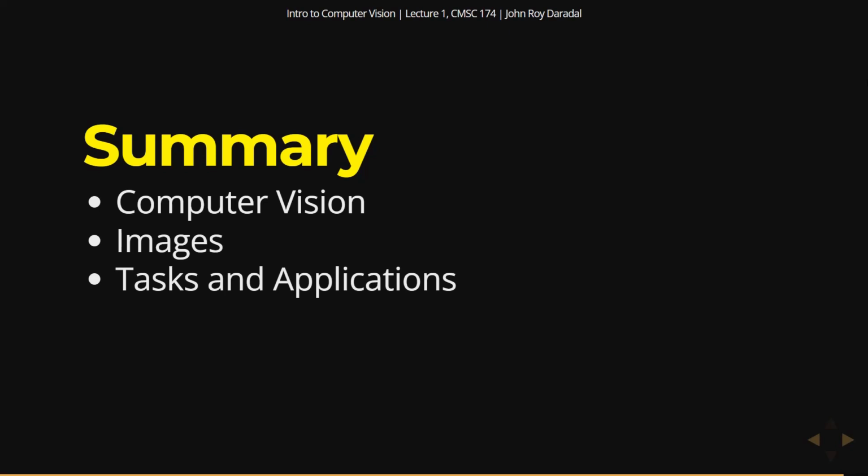And then we talked about the different tasks and applications for computer vision: from the low-level tasks that focus on the individual pixels, to mid-level tasks that focus on grouping those pixels together, and finally high-level tasks that focus on recognition. Then we also talked about the different fields where we could apply computer vision, and finally we tackled some of the challenges you could face when doing computer vision. So that's it for now.